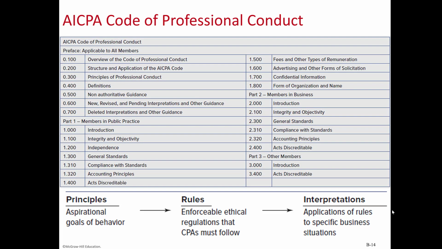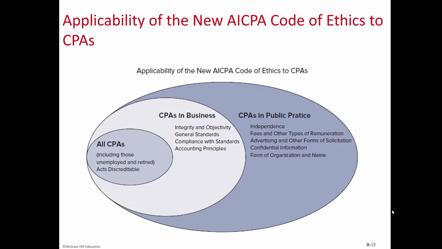So here you can see the AICPA Code of Conduct and their different parts. As you can see, there's a preface, which is applicable to all members. There's Part 1, which are members in public practice, and Part 2, which are members in business or private practice, and Part 3, which are other members. And you see we have principles, rules, and interpretations.